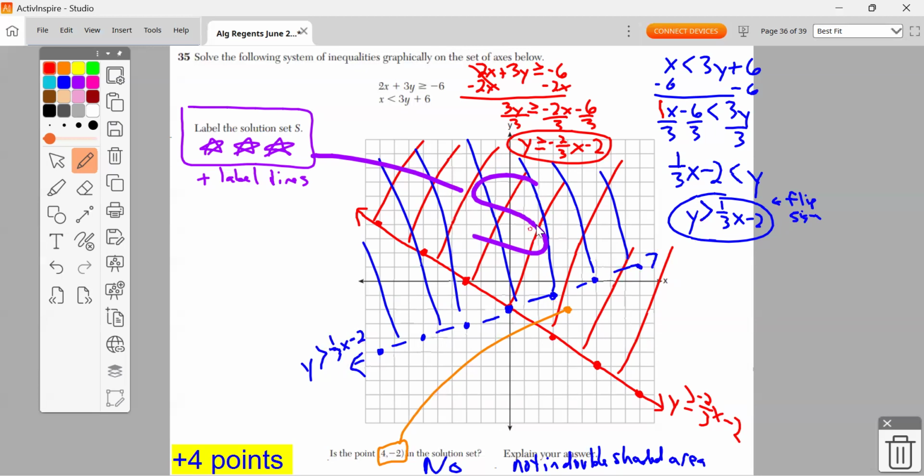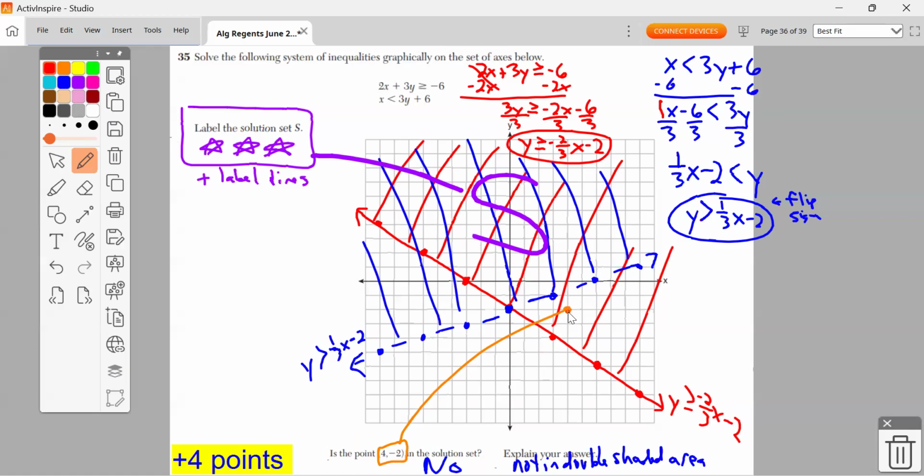That creates a double shaded area up top here. Label the solution set with an S. All right. We have to put a big S in the double shaded area. Is the point 4 comma negative 2 in the solution set? That's this point right here, over to 4, down to negative 2.